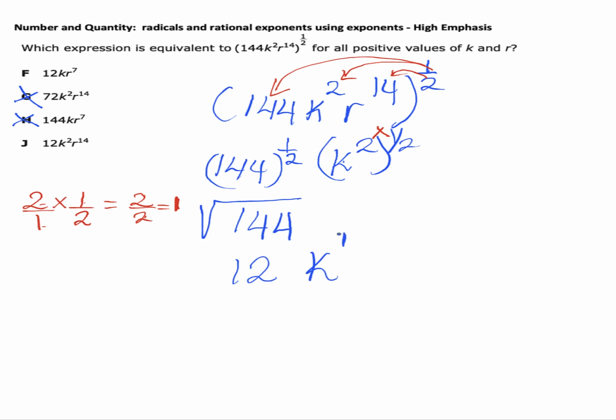But you know, we don't write 1. So I'm going to go into my answers because I have F and J. Notice F has k to the first. So my answer is F.